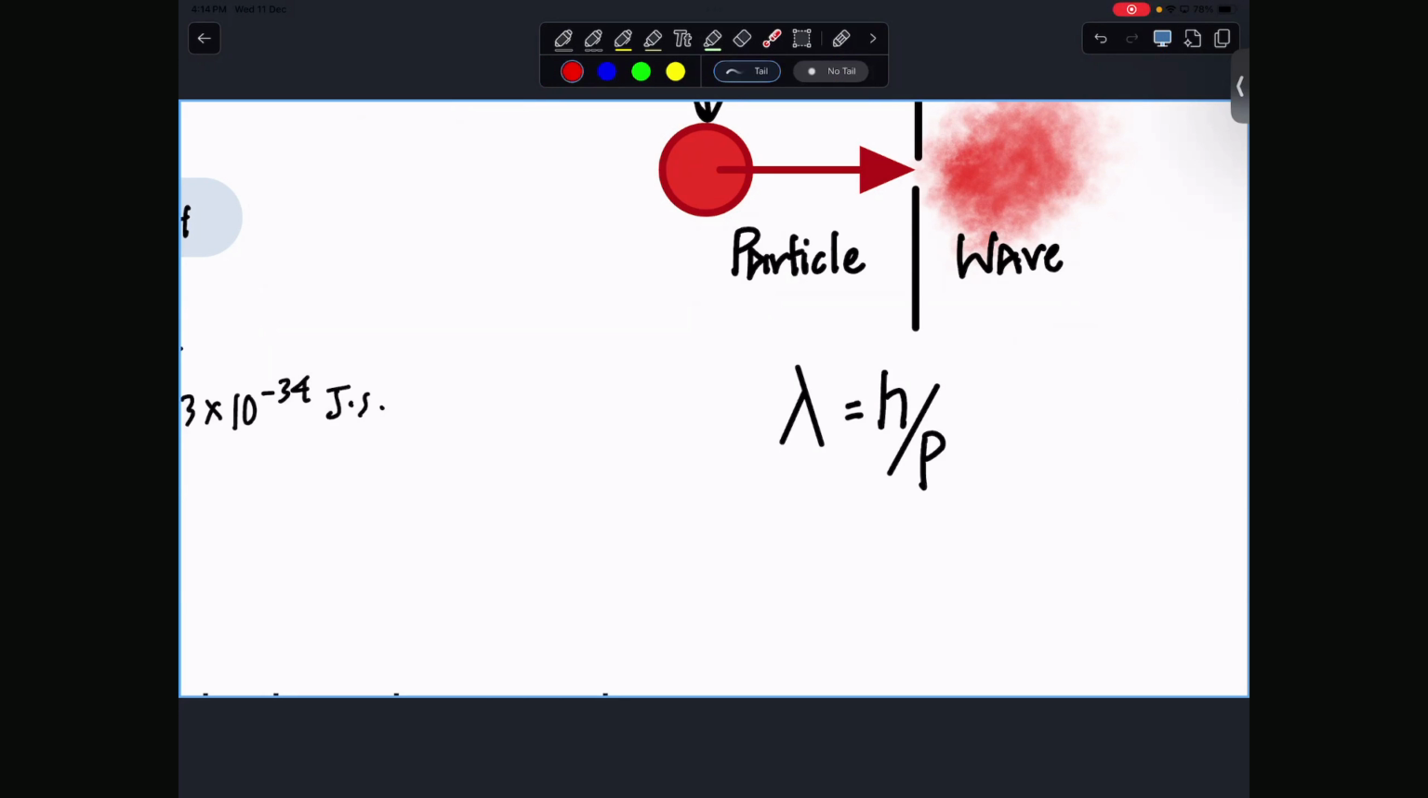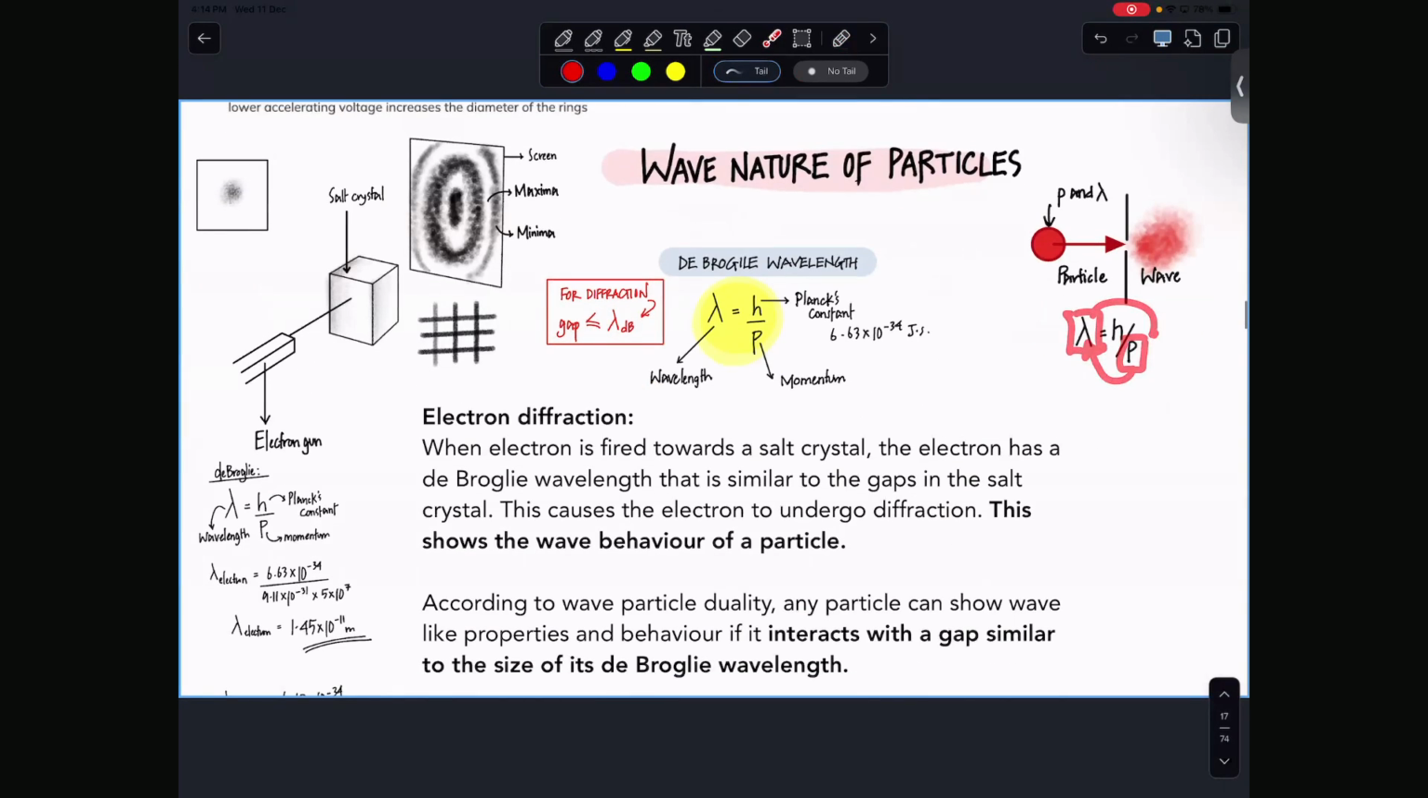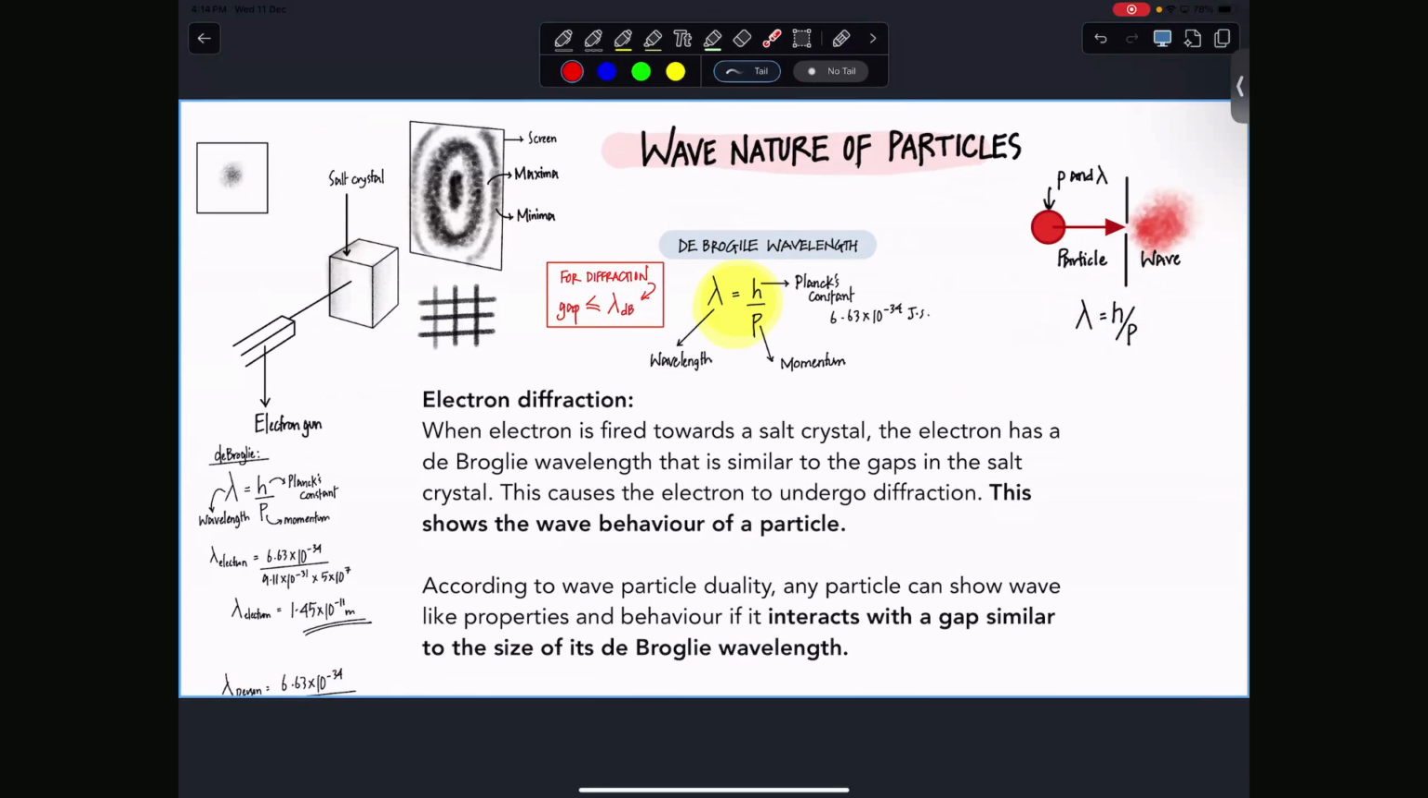It allows you to convert something with momentum to what? Wavelength. And something with wavelength to what? Momentum. This is the equation that joins two different branches of physics. It takes the particle behavior and wave behavior and puts them in one equation, right? So this is called the wave nature of particles. This proves that particles can turn into waves.